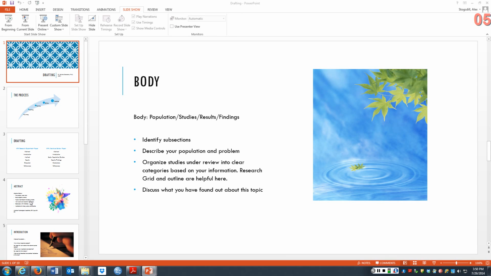So, I'm having you do a research grid and an outline. They're very helpful here. And I know you have those done. So this is a further way for you to organize it. As you're writing it, you may say, oh, well, these really don't go together. I need to change and move things around. That is fine. This is the time in your first draft to refine your outline.